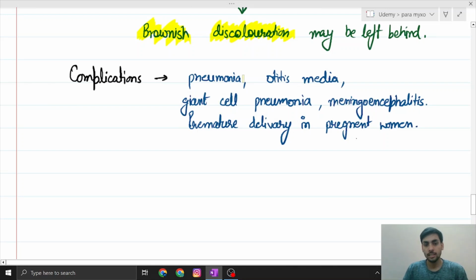Just like mumps, measles also has some complications, which are pneumonia, otitis media, giant cell pneumonia and meningoencephalitis. And if a pregnant woman gets this, it can lead to premature delivery.